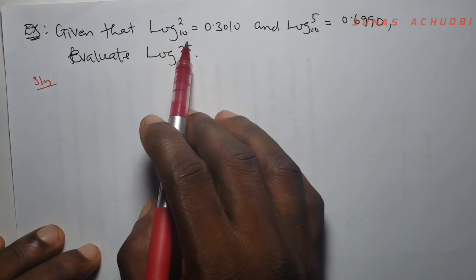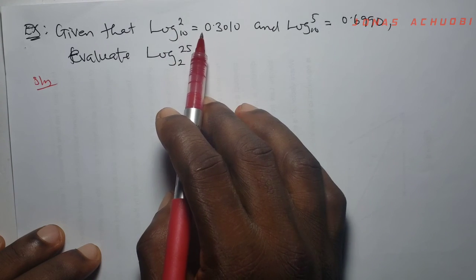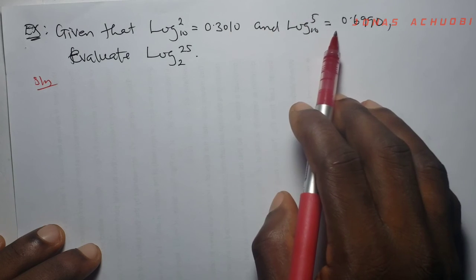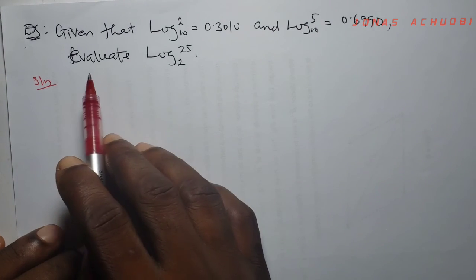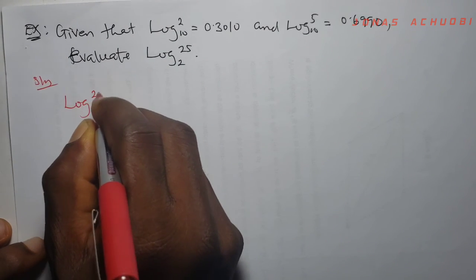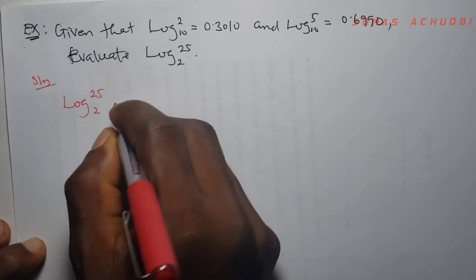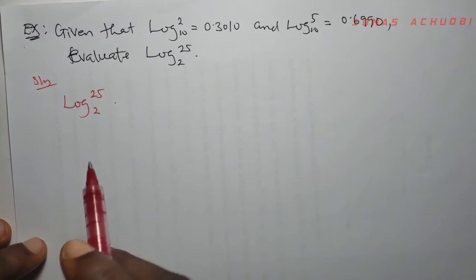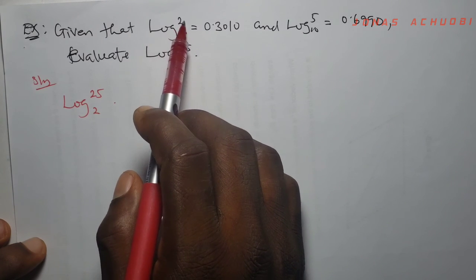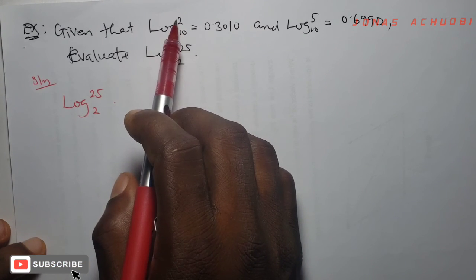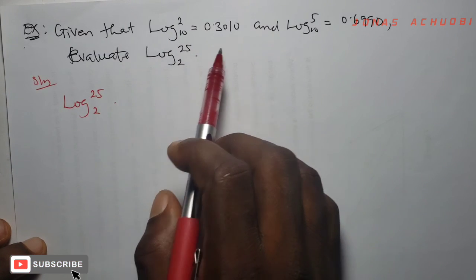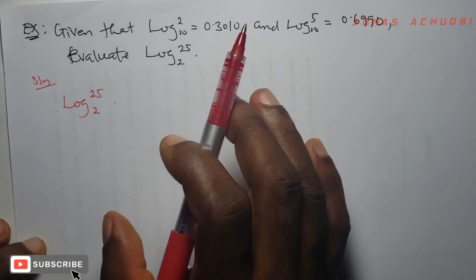Given that log 2 base 10, which is a common log, is equal to 0.3010, and log 5 base 10, a common log again, is equal to 0.6990, we are asked to evaluate the logarithm of 25 in base 2. So what do we see here? We observe that what we are given is in base 10, which is called a common logarithm, and what we are asked to evaluate is in base 2. Therefore, we are working with two different bases, and this will pose a problem to us.